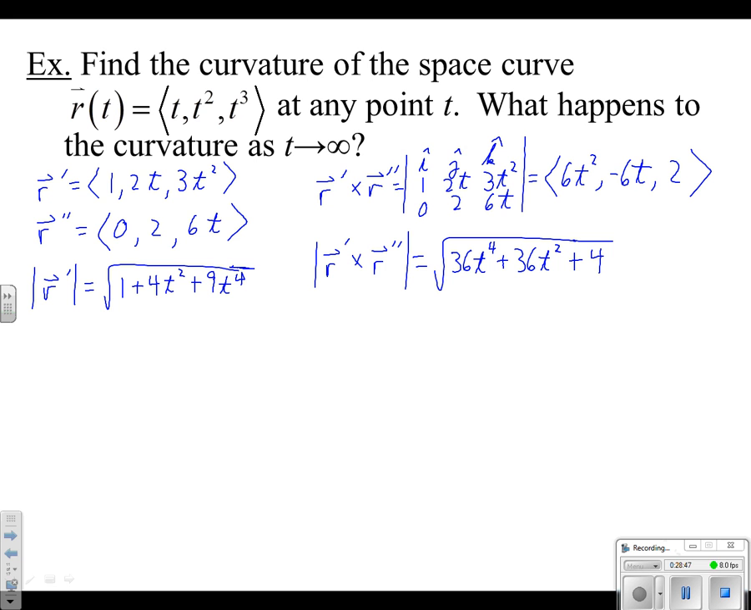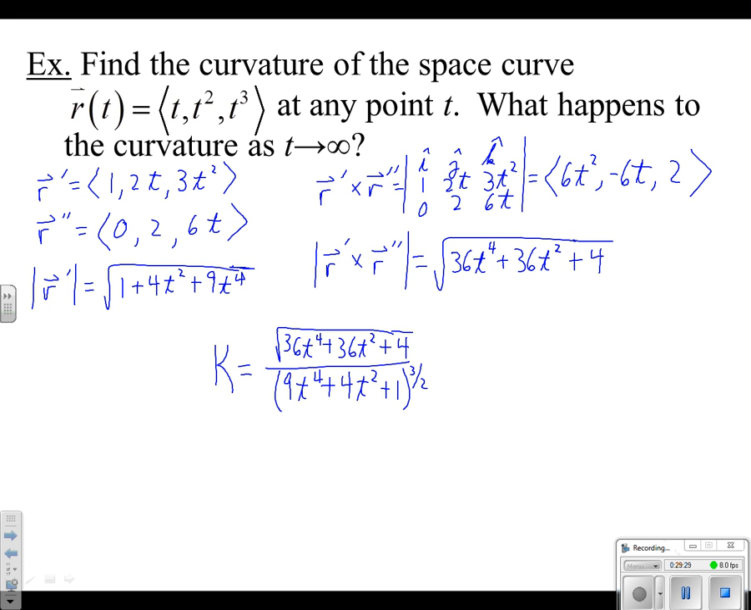And so my formula says that kappa is equal to the magnitude of the cross product divided by the magnitude of r prime cubed. So that would be 9t to the fourth plus 4t squared plus 1, and that would be all to the 3/2 power.